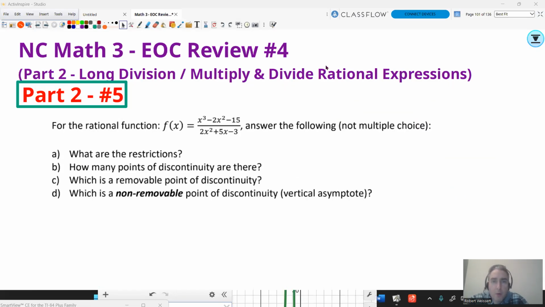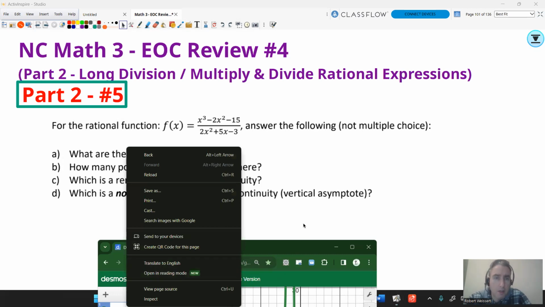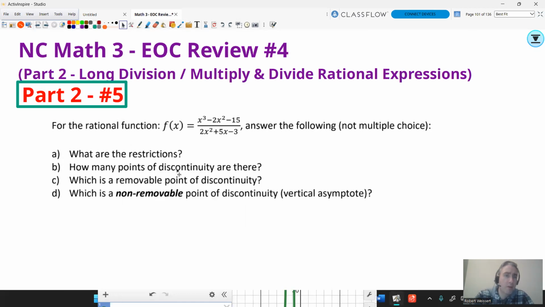All right, this is going to be more geared toward what the graph looks like. This is actually a multi-part question. The question wants to know, what are the restrictions? How many points of discontinuity are there? And what is the removable and non-removable point of discontinuity?